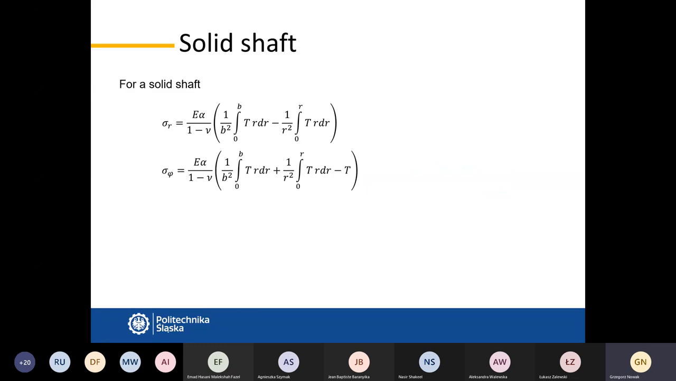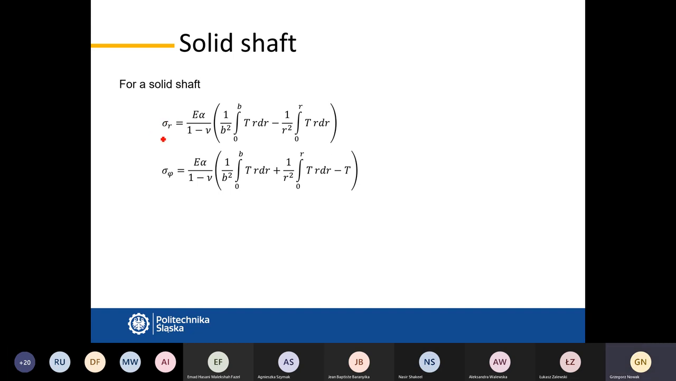If we take for the first particular case a solid shaft, so a solid cylinder, which is a very often used object in machinery. We have transmission shafts in all machinery, usually rotational machinery. So the radial stress is E times alpha over 1 minus nu. These are material parameters: Young's modulus, expansion coefficient and Poisson's ratio. Then 1 over b squared, where b is the external radius.